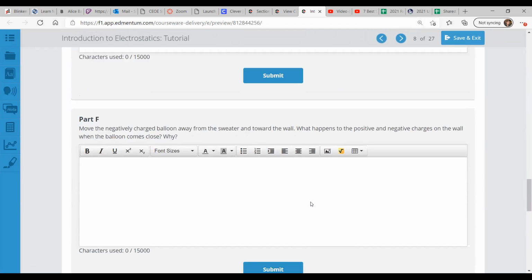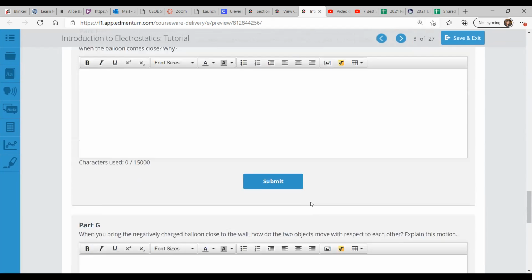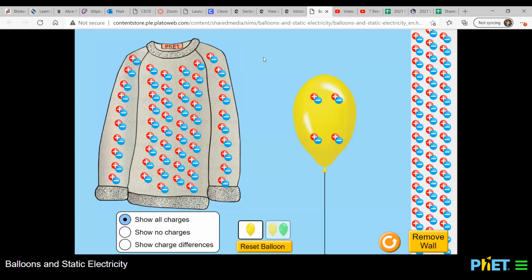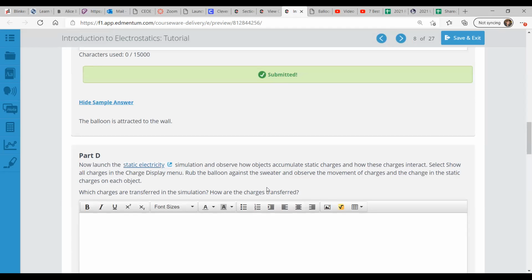Now for parts D, E, F, G, we're going to use the simulation for static electricity. I'll hide this meeting control. Okay, so for part D, the static electricity simulation, observe how objects accumulate static charges and how these charges interact. Select Show All Charges in the Charge Display menu, rub the balloon against the sweater, and observe the movement of charges and the change in the static charges on each object.